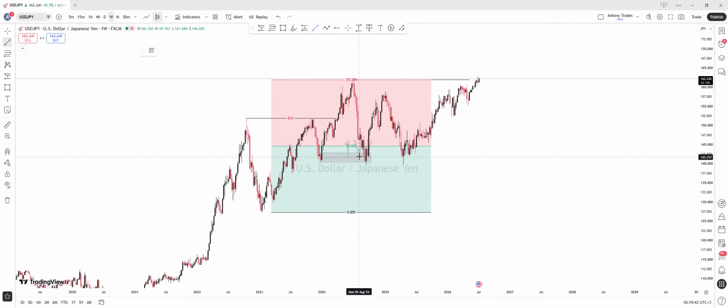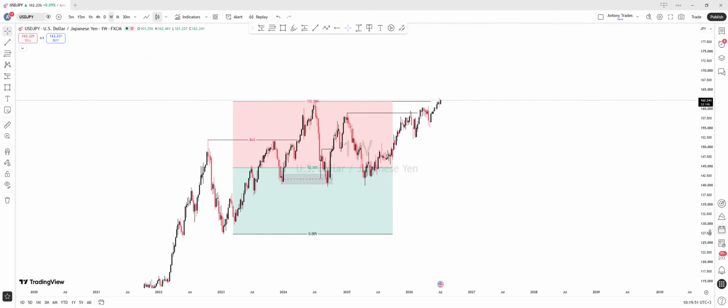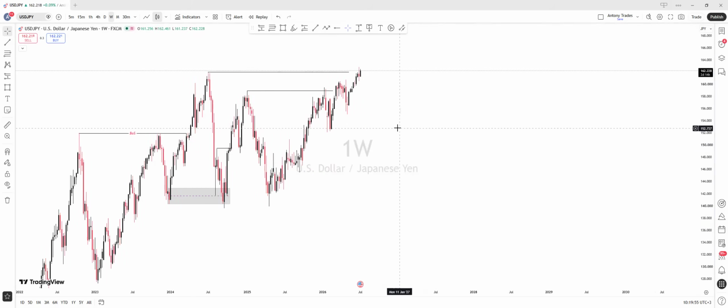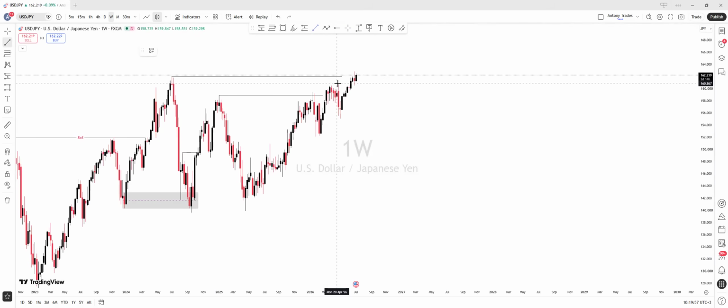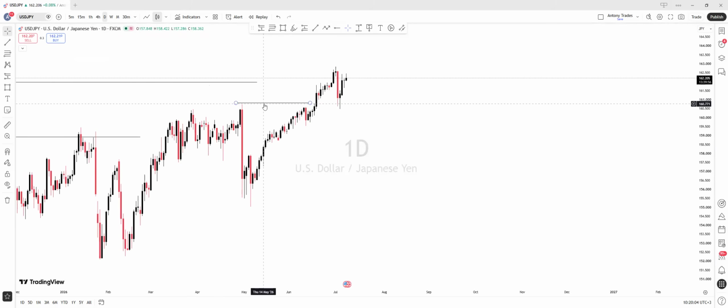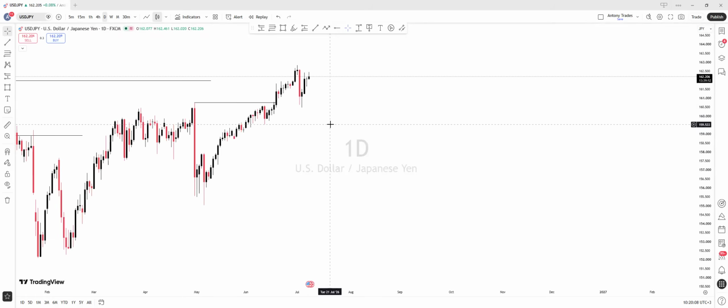And you can see this is the last fractal break, which led to the fractal change of character here. And then later on, we have a BOS to the upside. Okay, let me remove all this. And then we still have this one as the last break of structure to the upside. So going to the daily time frame, this is the last bullish break of structure from the daily time frame.